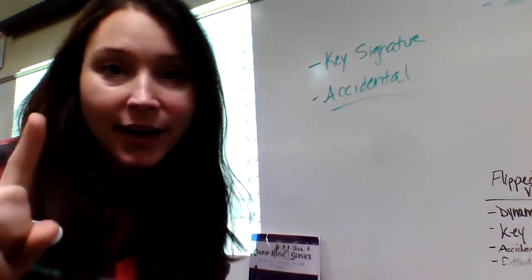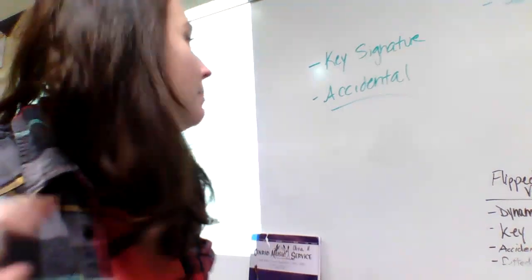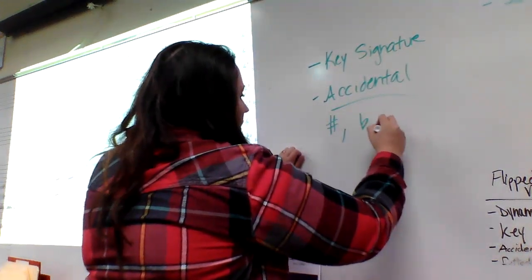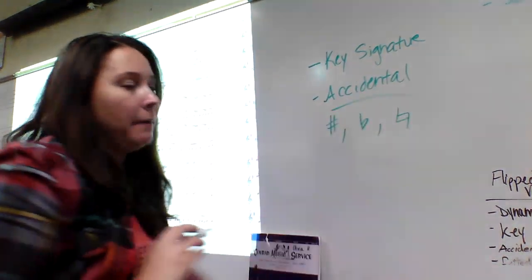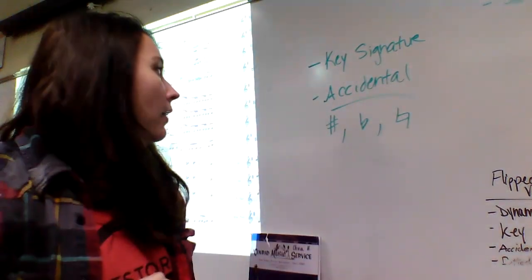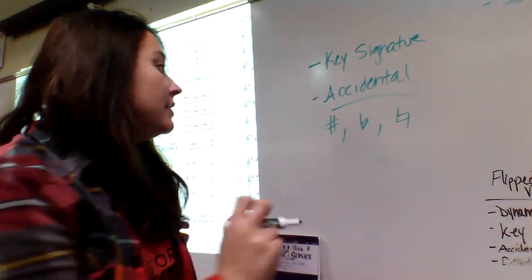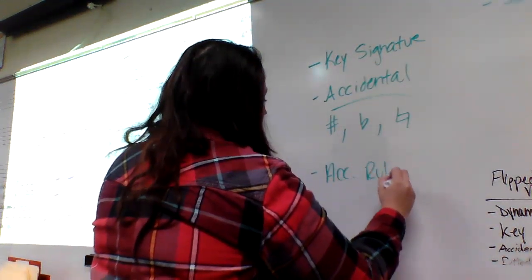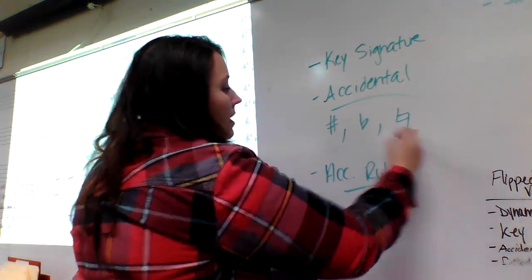which is in fact not an accident. It seems like an accident because it pops up, but it is a sharp, a flat, or a natural that pops up in the music that we were not warned about at the beginning. The accidental rule says that when one of those pop up in a measure, it applies to the entire measure. And the next measure that comes up, if there's not another accidental in there, then it's just the normal version.